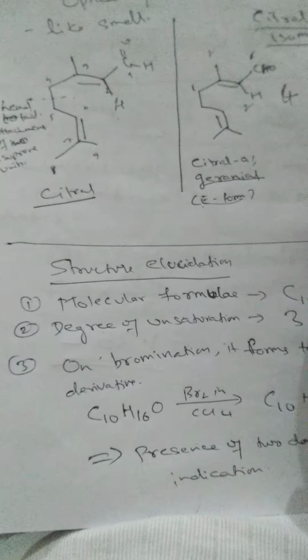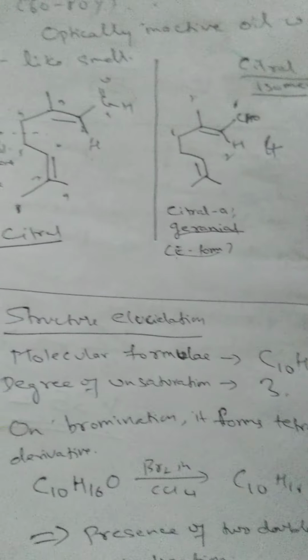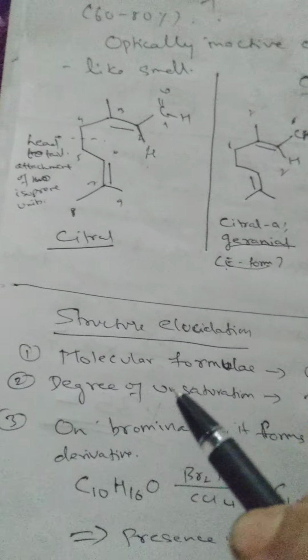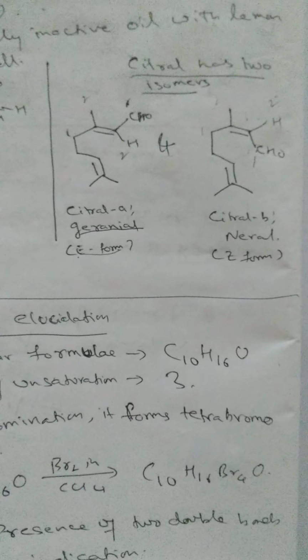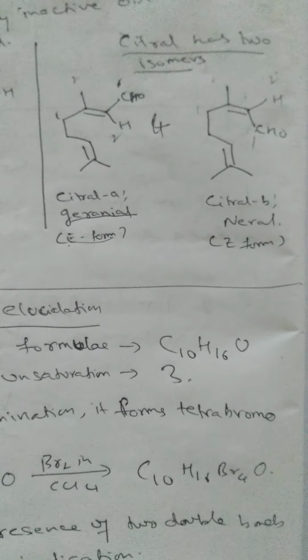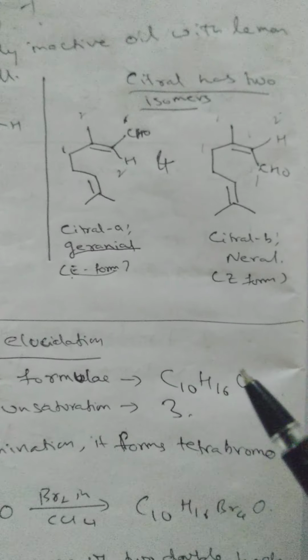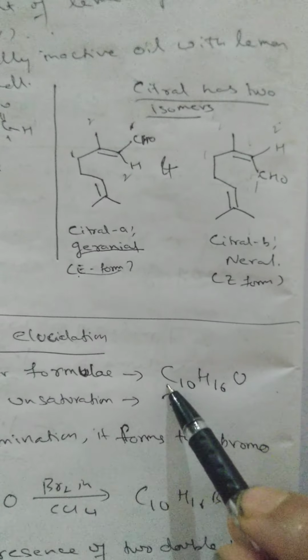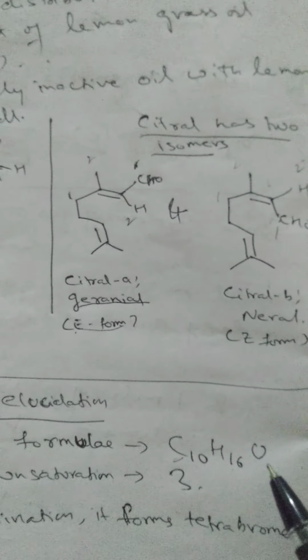So how did they go about the structure elucidation? In structure elucidation, the first thing is you have to find out the molecular formula. For that there is a machine called a CHN analyzer. It will tell you exactly how many carbons, hydrogens and oxygens are there. They found that out through instruments. The chemical formula was C10H16O.